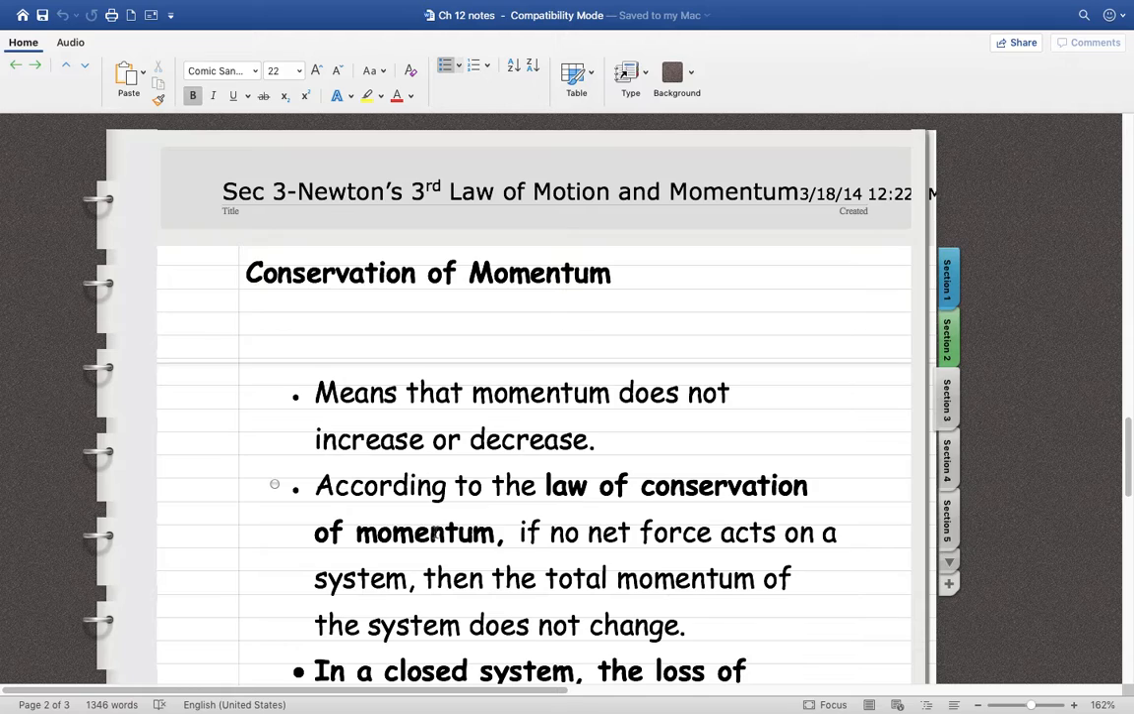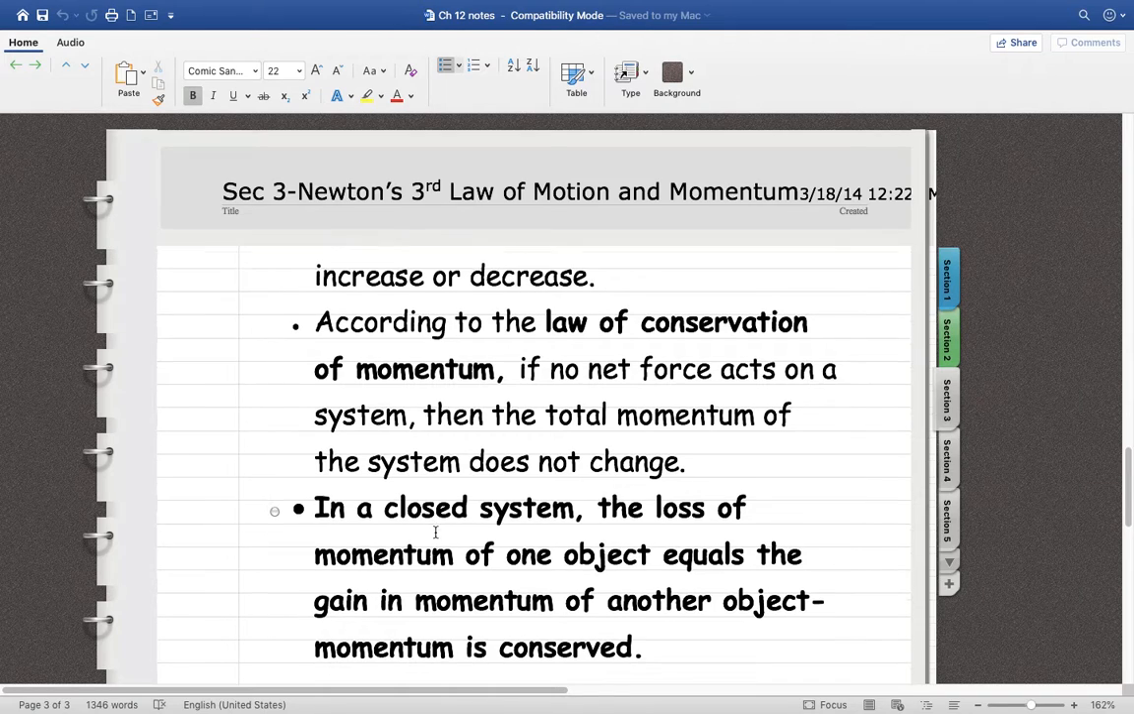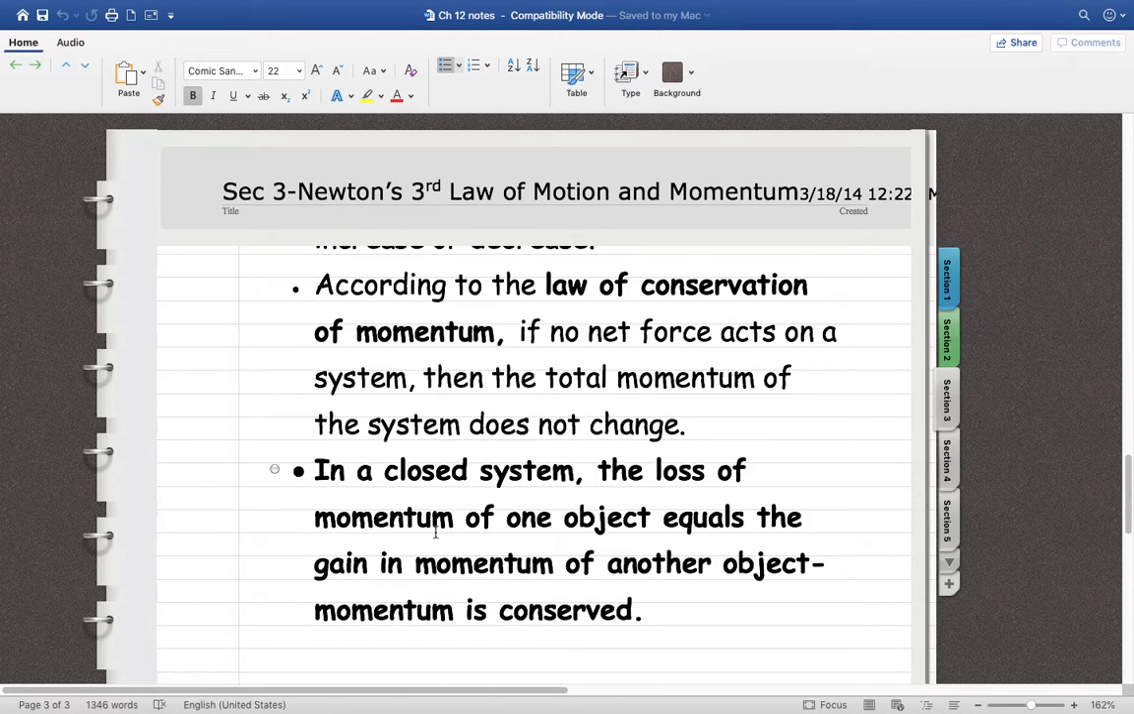This is the same thing. According to the law of conservation of momentum, if no net force acts on the system, then the total momentum of the system does not change. So what this means is, if a car hits another car and not a third car hits it, the system is one car hitting another, then the momentum that the first car loses, the second car gains. So in a closed system, like two cars, the loss of momentum of one object equals the gain in momentum of another object, so momentum is conserved.